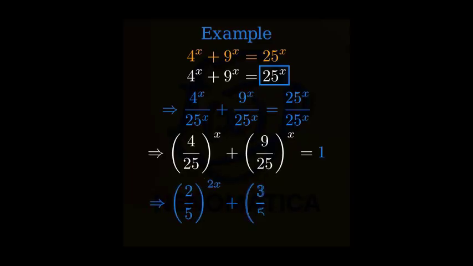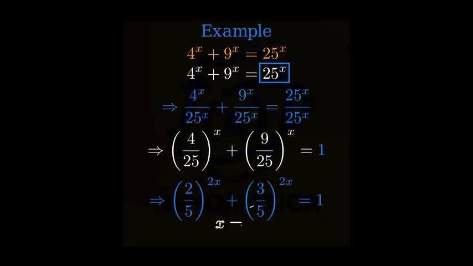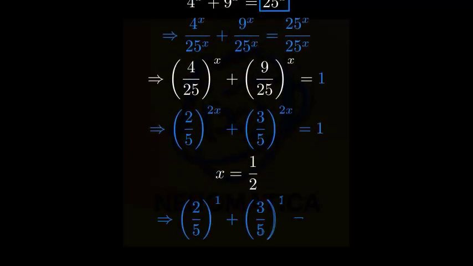Now we can rewrite these fractions in a different form. 4 equals 2 squared, and 9 equals 3 squared. So 4 over 25 is equal to (2/5) squared, and 9 over 25 equals (3/5) squared. With some experimenting, we might try a value of x equals 1/2. Let's see what happens when we substitute this value.